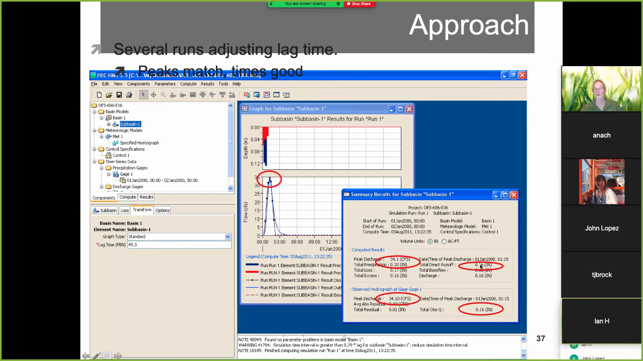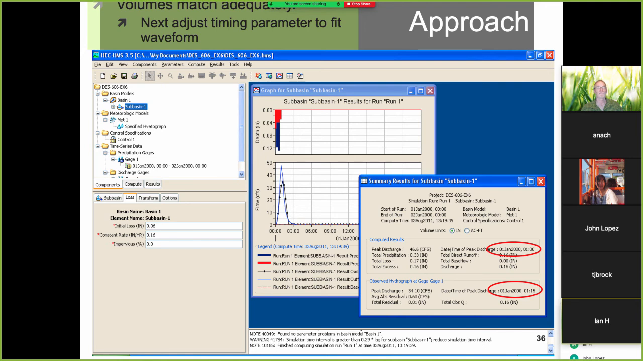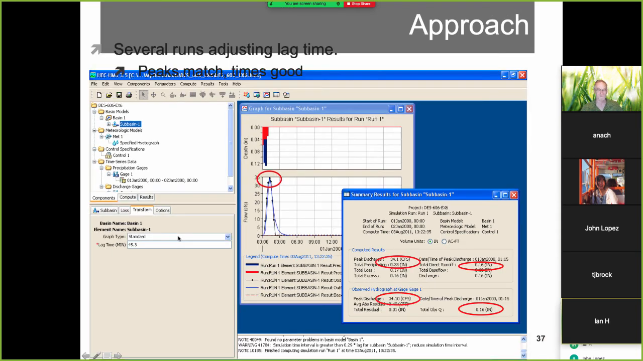Our total runoff is 0.16 inch. Our observed runoff is 0.16 inch. We've matched the volumes, and we've actually matched the peak discharge values quite well. At this point, we would conclude that that is the unit hydrograph for this watershed. It has one parameter, a lag time of 45.3 minutes, and a loss model of 0.06 initial inches and then a 0.16 constant rate.